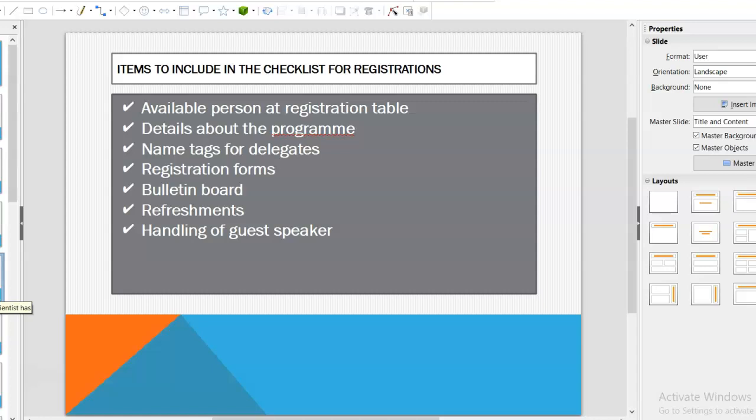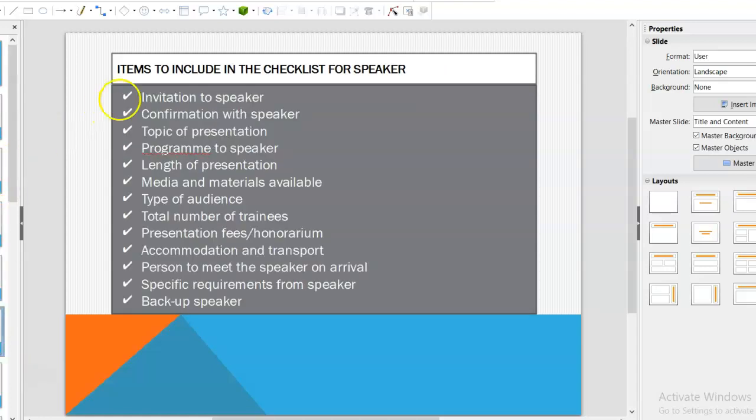Available person at the registration table while people are coming in, details about the program, name tags for delegates, registration forms, bulletin boards. The fourth one is items to be included in the checklist for the speaker. Remember, the magic number is 12. At least know 12, because I've seen it in a couple of question papers asking for 12 of these. Items to be included in the checklist for the speaker.